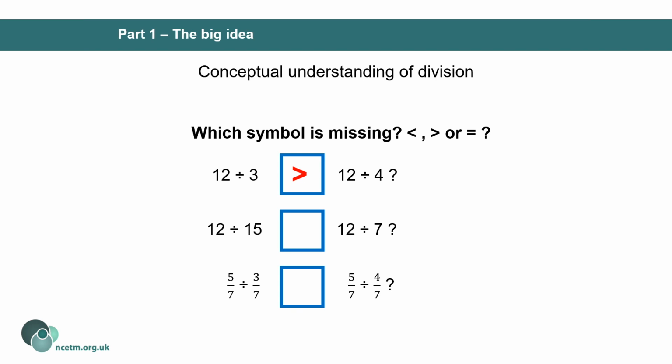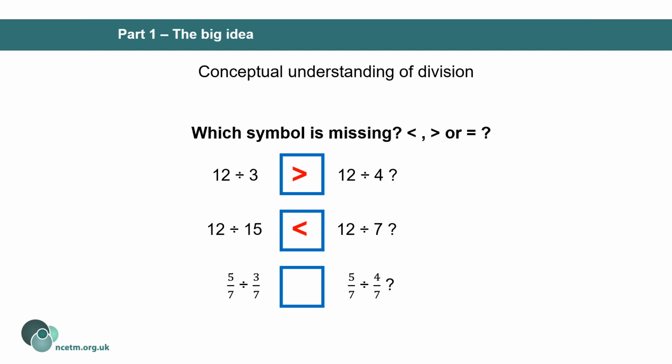If I look at the next one, very similar again. So I've got 12 divided by 15. Again, this would give them a calculation where they may not be comfortable working with whole numbers this time, but they should be able to establish that because the divisor on the right is smaller than the divisor on the left, the calculation on the right hand side is the larger of the two. So therefore this will be the correct symbol to complete the statement and make it correct.